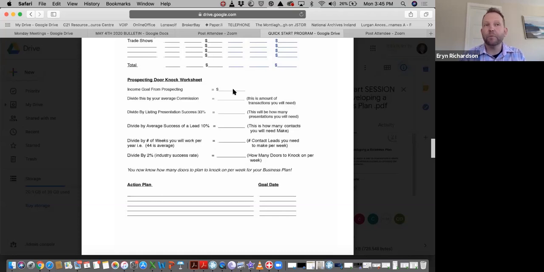Some people will go door knocking and won't set a door knocking amount. They're not going to say, I'm going to do 100 homes today. They're going to say, I'm going to do it until I get 7 leads, then I can go home. And that's okay too. But if you want to turn that into how many doors knocked per week, see how you're doing, divide that by 2%.